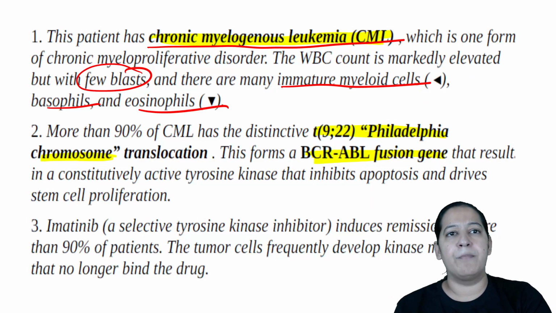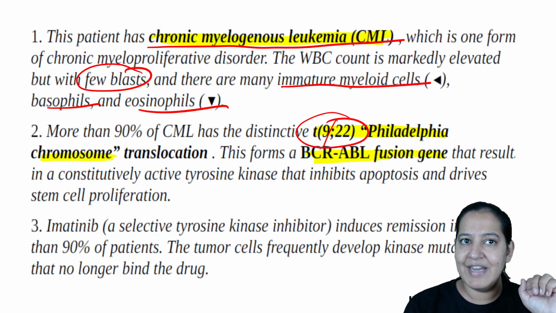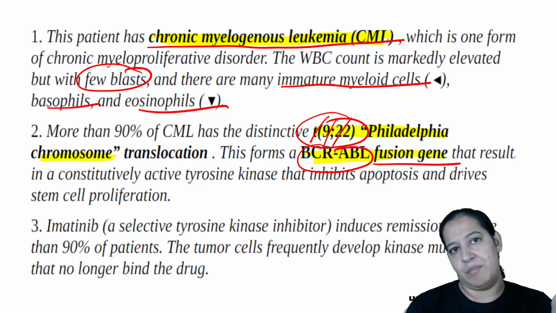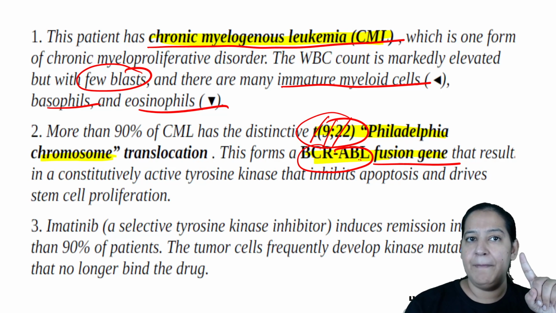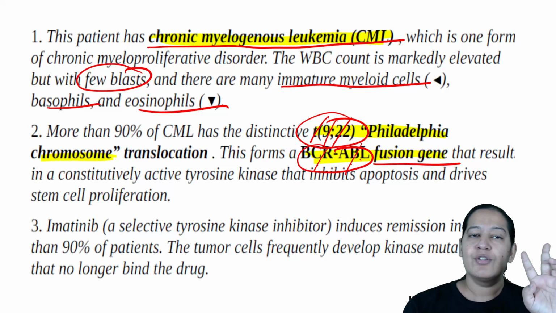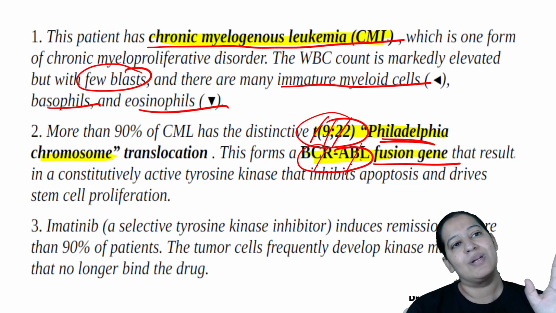So the cytogenetic abnormality is 9;22 translocation. It is 9;22 translocation, also known as BCR-ABL fusion gene formation. So ABL is present on 9, BCR is present on 22, and fusion occurs. This fusion is known as the Philadelphia chromosome. The fusion is known as Philadelphia.